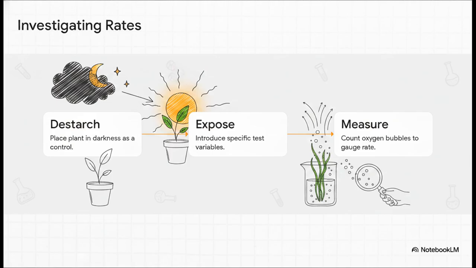To prove this experimentally, scientists follow a very specific chronological workflow. Step 1. Destarch the plant in complete darkness. This is a vital control step to ensure any new starch we measure is purely from our experiment. Step 2. Expose the plant to specific controlled variables, like a test light source. And step 3, measure the active rate. By literally counting the oxygen bubbles releasing from a piece of pondweed and following their path upward, we get a real-time, physical metric of exactly how fast photosynthesis is happening.